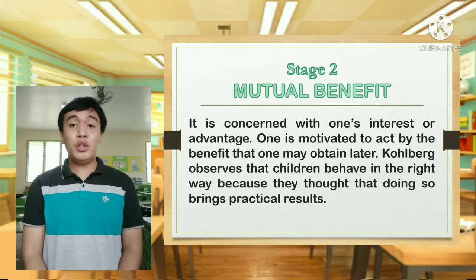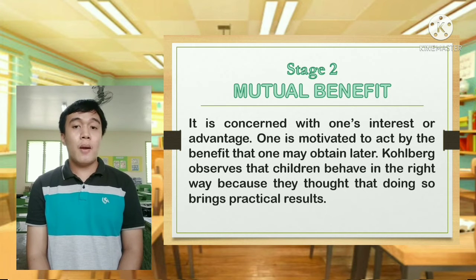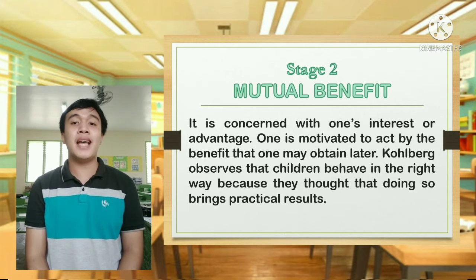The second stage is mutual benefit, also known as individualism and exchange orientation. In this stage, one is concerned with one's interests or advantage. One is motivated to act by the benefit that one may obtain later. Kohlberg observes that children behave in the right way because they think that doing so brings practical results. Hence, as Kohlberg sees it, one obeys the norms because it is beneficial to oneself. In this stage, moral decisions are made based on the reward one can receive. For example, the scratch my back and I'll scratch yours mentality.